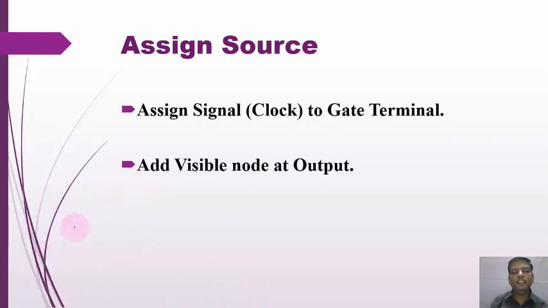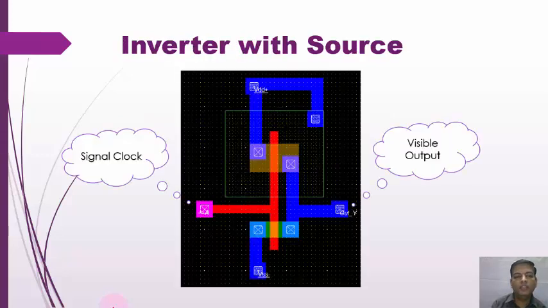Then assign the source, assign the signal clock to the gate terminal and add a visible node at the output terminal. If your rule check is okay, then apply the clock signal to the gate terminal and add a visible node at the output terminal. Have you got it? Okay. So here the signal clock should be applied at the gate terminal and the visible node should be applied at the output terminal, and it is taken from the palette.